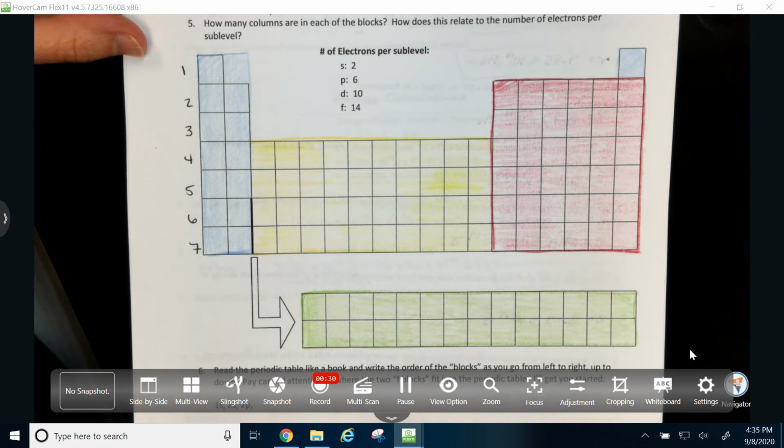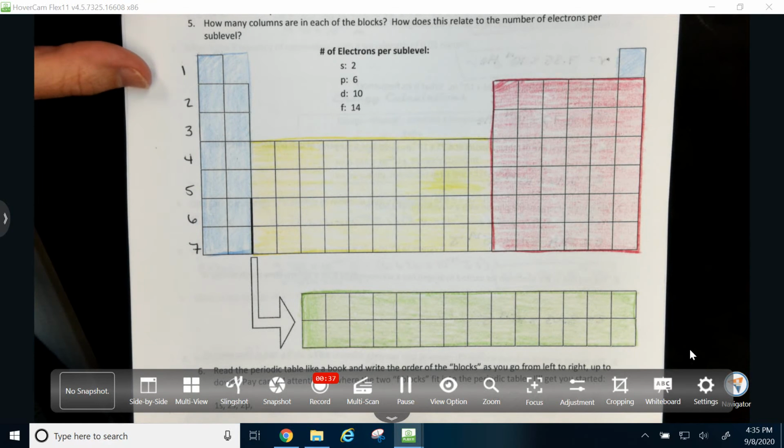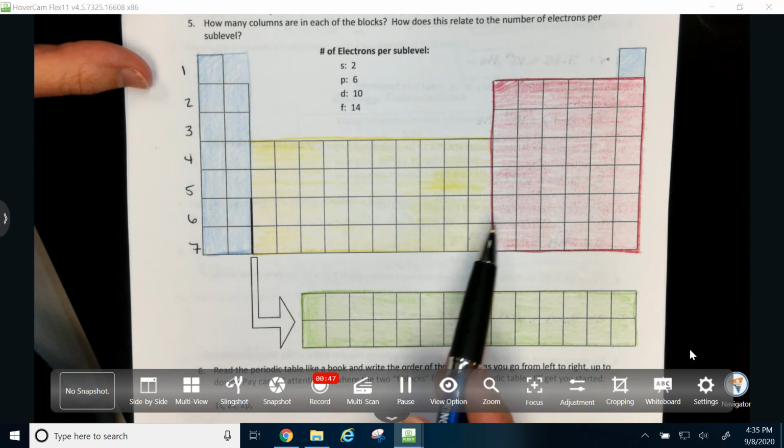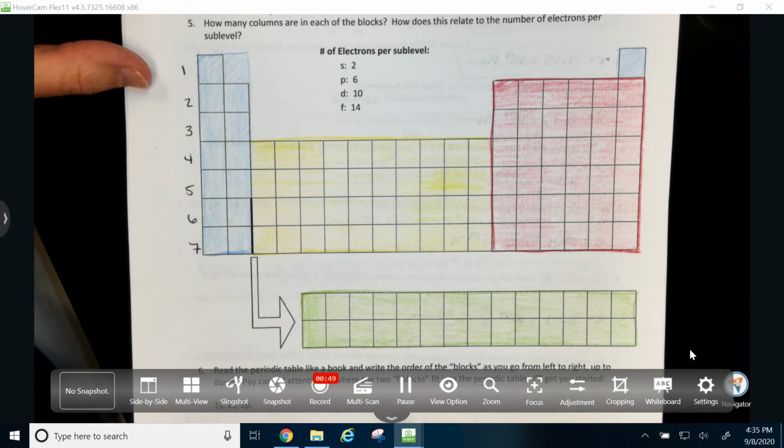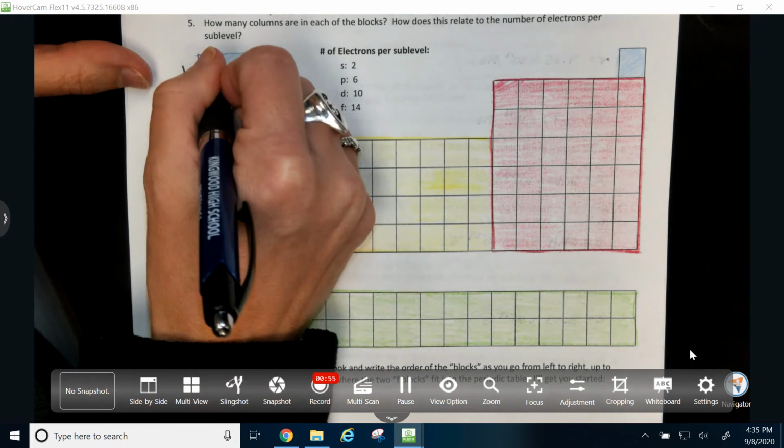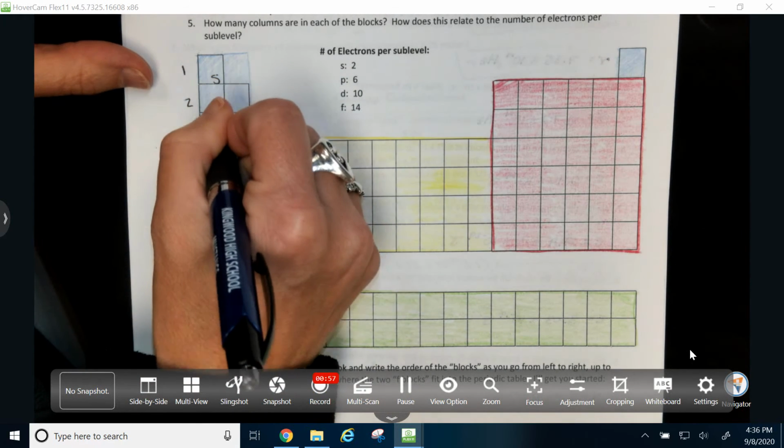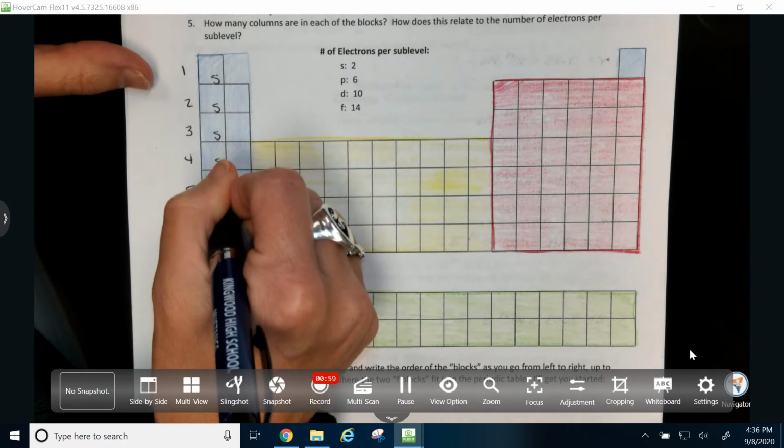It tells us in the directions that those numbers represent the principal quantum number. Then number 2, each energy level contains energy sublevels that are referred to as S, P, D, and F. These are the blocks of the periodic table. I've already colored the 4 blocks of the periodic table. It tells us to put an S in the first block of each row for the blue. So I'm going to put an S in the first block of each row.